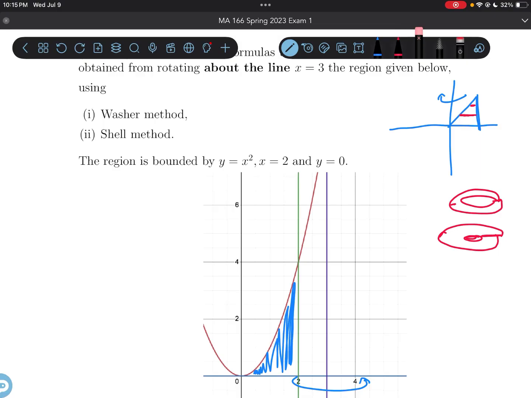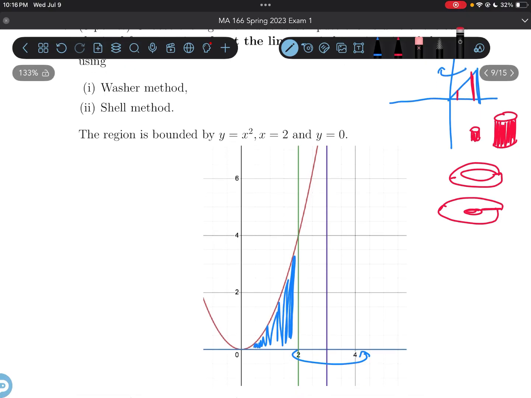The shell method says, instead, let's consider a vertical strip. If I rotate this vertical strip, I end up with a cylinder. If I took another vertical strip, I'd end up with a smaller cylinder. You do the same thing for every single vertical strip in this area, and then you add up the surface area of all of these cylinders or shells. That's the shell method. So that's the basic premise of each method.